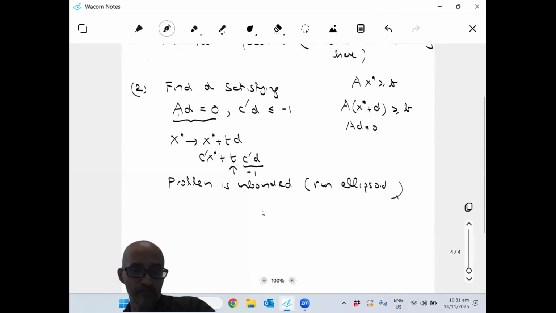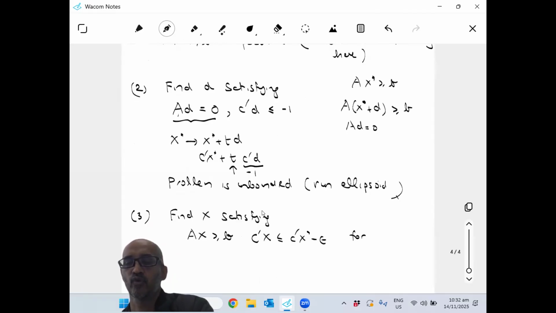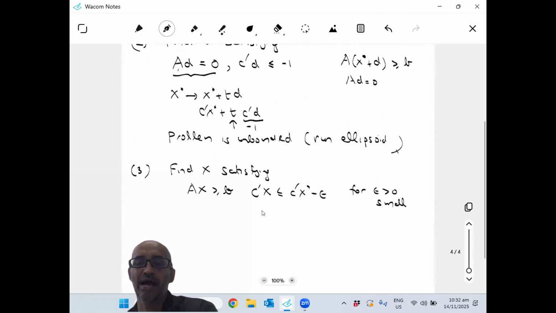Okay. Third, if it is not unbounded, what we'll do is find an x satisfying Ax greater than or equal to b, and I'll try to just ensure that I decrease my objective function a little bit, for epsilon greater than 0, some small number. And repeat.